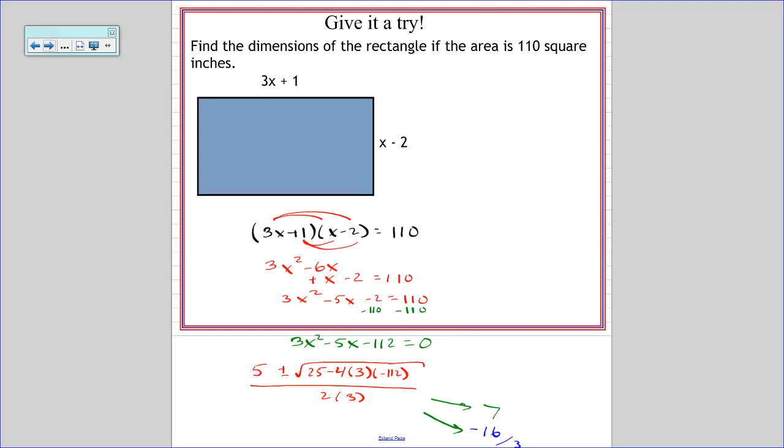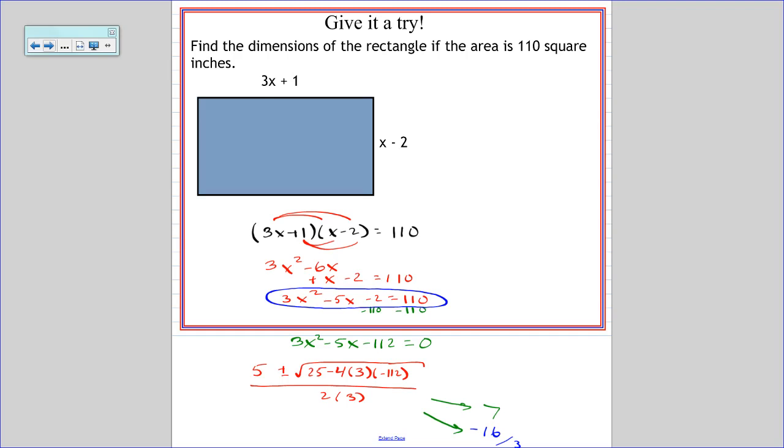All right, here it comes. So I multiply the length and the width, and I get this: 3x squared minus 5x minus 2 equals 110. When I subtract 110 from both sides, I get negative 112.